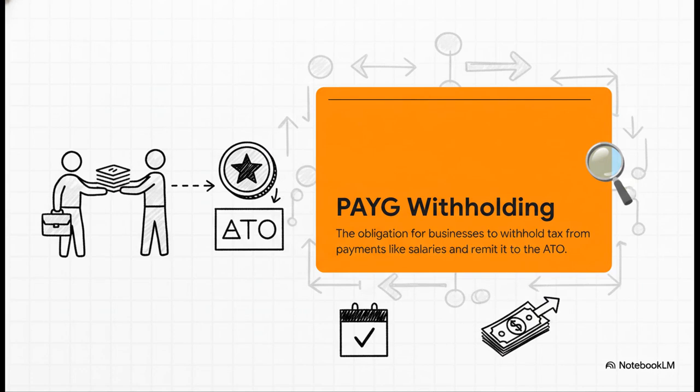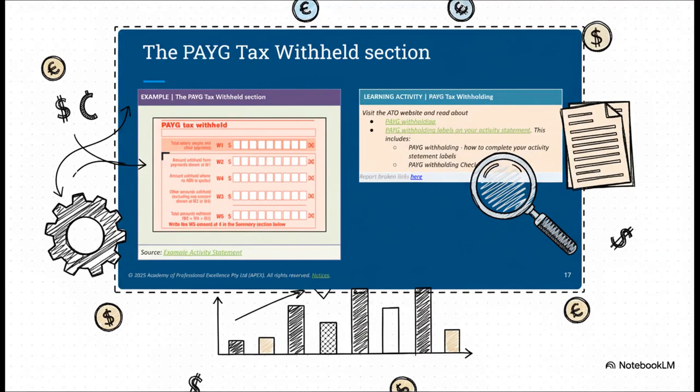The second component is pay-as-you-go withholding. This is the legal obligation for a business to withhold tax from payments made to employees and other specified payees. These withheld amounts are then remitted directly to the ATO. And here is the corresponding section on the BAS form. Businesses must report the total salaries and wages paid, along with the total amount of tax that was withheld from those payments during the reporting period.